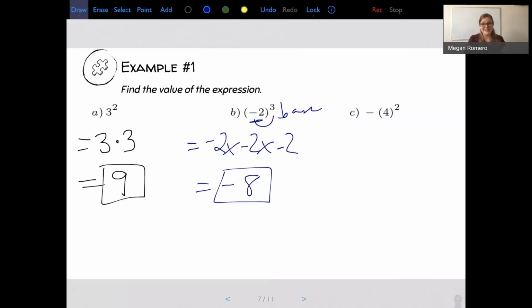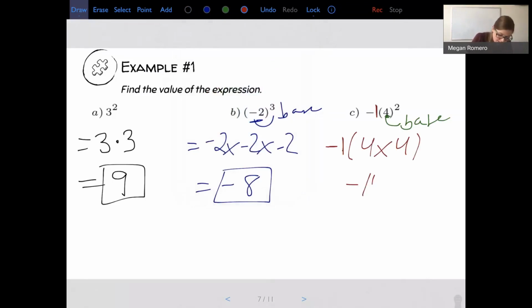Part C is a little bit different. The negative is outside of the parentheses. So in this case, the only part of the base is the 4. This negative on the outside of the parentheses can signify that there's a -1 being multiplied there. So one way you can think about this is we have -1, we still have parentheses, and now we apply the exponent to our base. So this becomes -16. So pay attention to parts B and C. Where the negative falls is really important when you're applying that exponent.